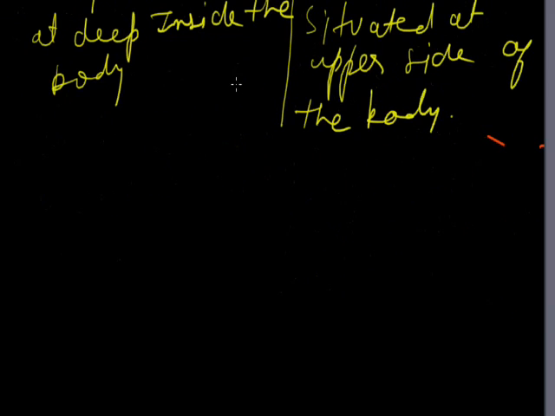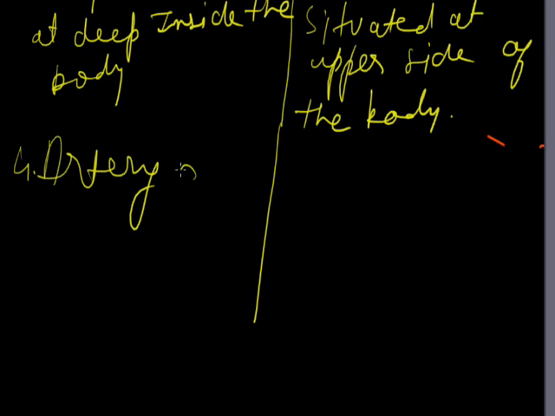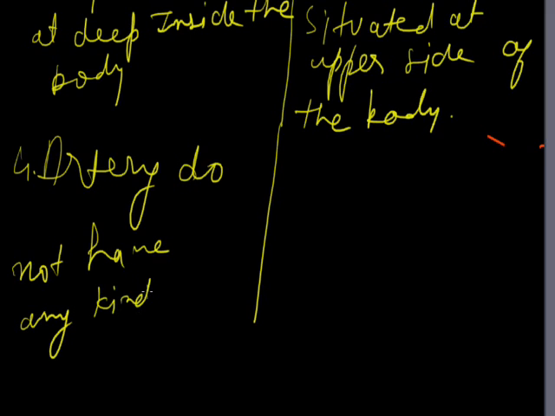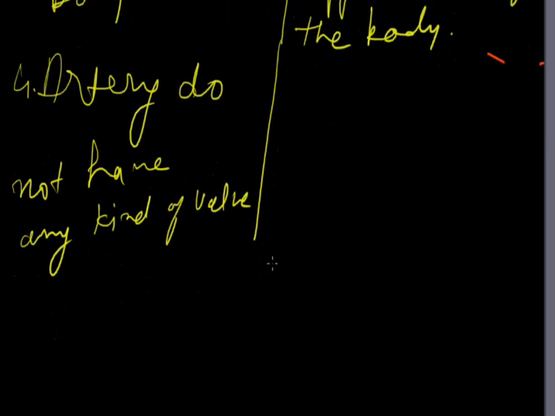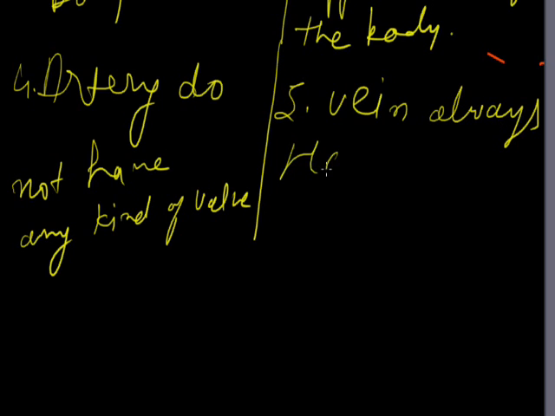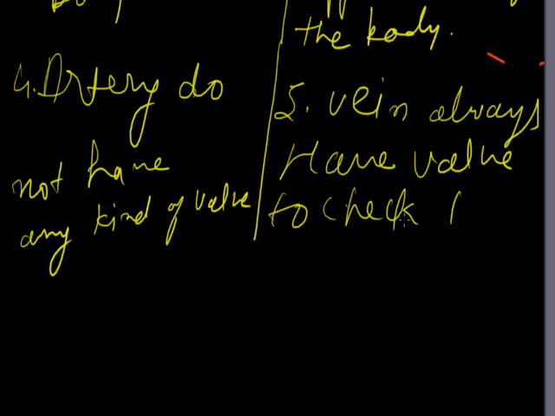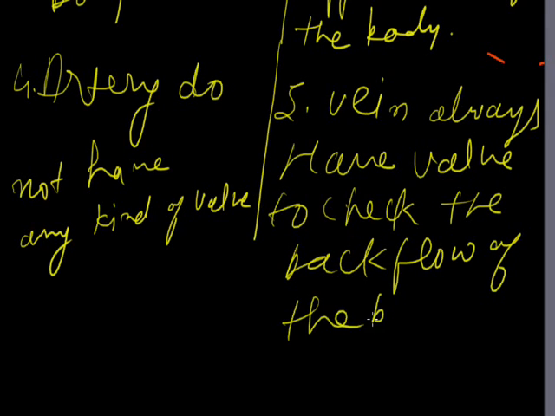Then if I deal again with the difference between arteries and veins, the fourth one is that, due to the flow of high blood pressure, arteries do not have any kind of valve, but veins always have valves. Veins always have valves to check the backflow of the blood, because in a vein the blood pressure will be low, so there is a chance that blood can come back again to the vein.